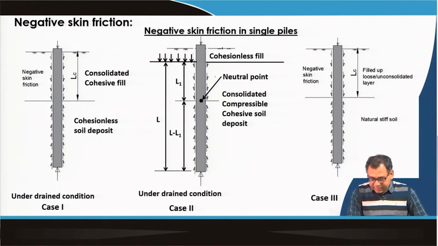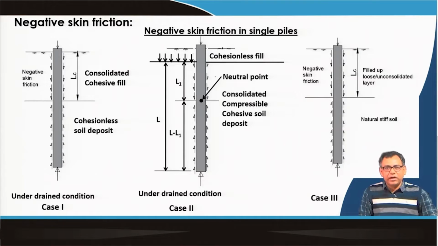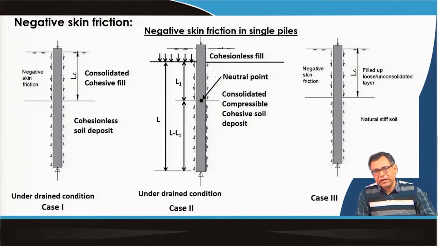There are three cases that I will discuss. What are these three cases? Case number 1: the fill is a consolidated cohesive soil resting over a cohesionless soil deposit. That means the lower portion of the soil is cohesionless soil and the fill is consolidated cohesive soil. So, the fill is cohesive, but the natural soil is cohesionless.